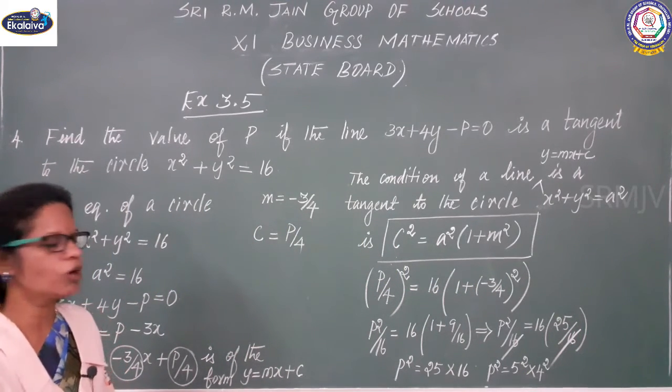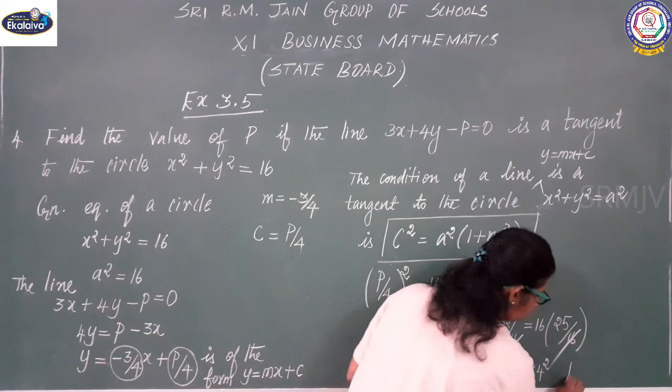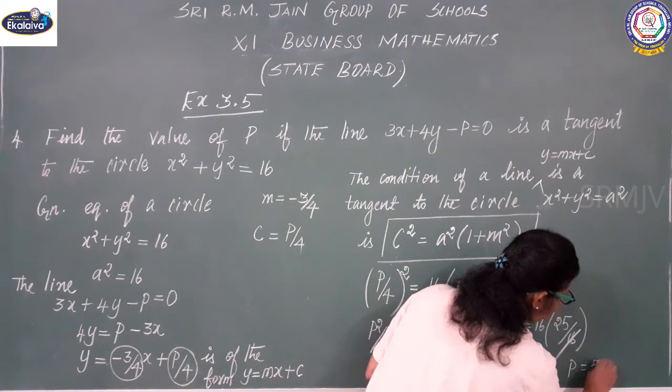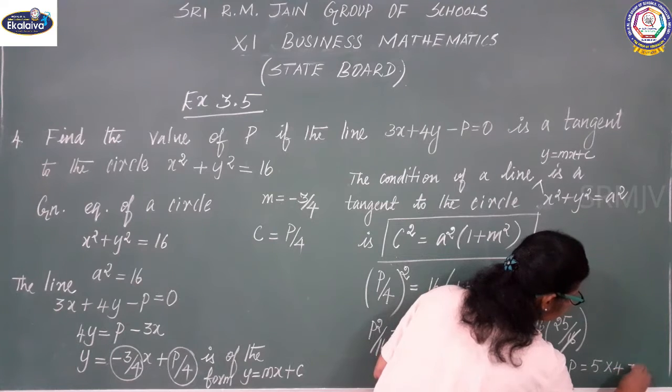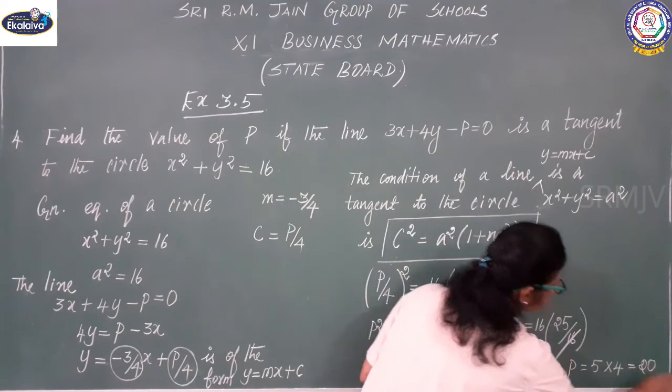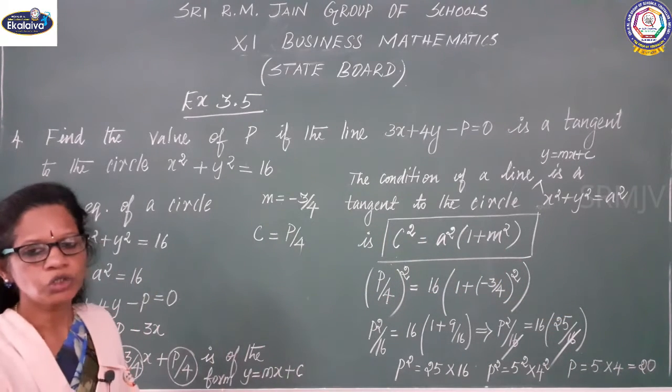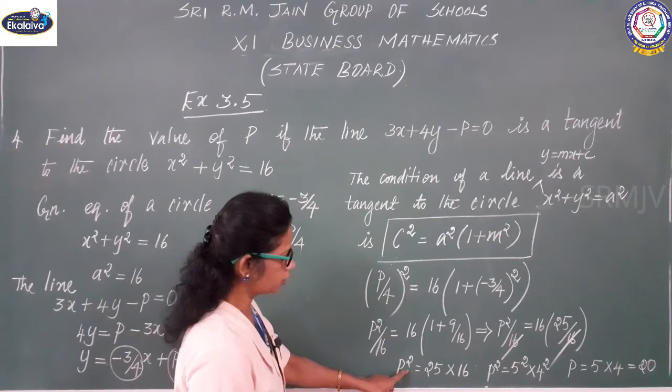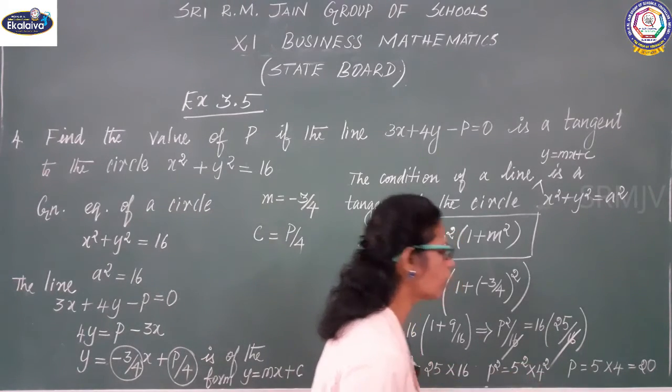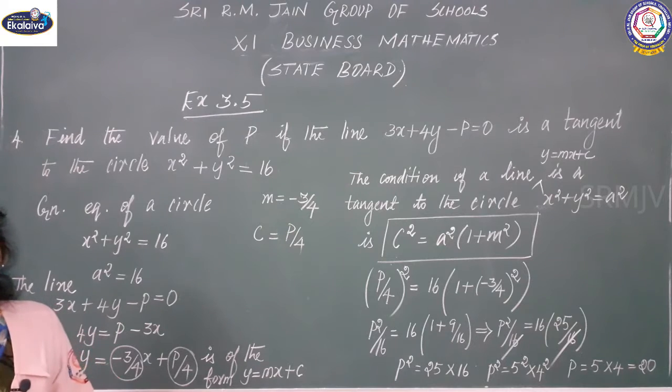Now what is the value of p? P is equal to 5 into 4, 20. Here square is there, both sides are square, so you have no issue. P is equal to 20.